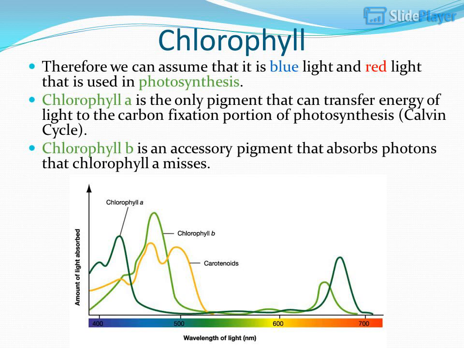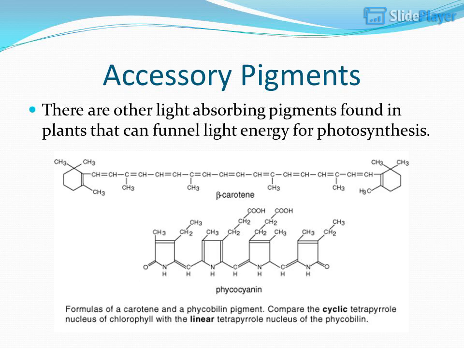Chlorophyll A is the only pigment that can transfer energy of light to the carbon fixation portion of photosynthesis, the Calvin cycle. Chlorophyll B is an accessory pigment that absorbs photons that chlorophyll A emits. Accessory pigments: there are other light-absorbing pigments found in plants that can funnel light energy for photosynthesis.